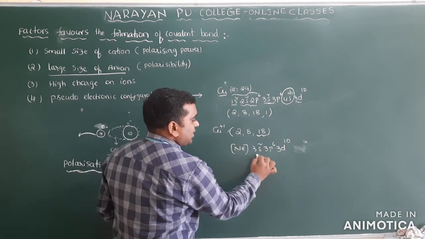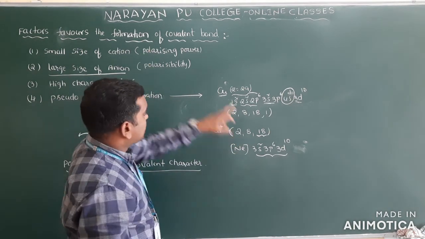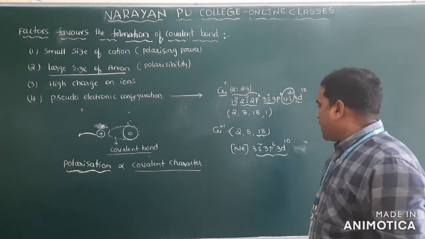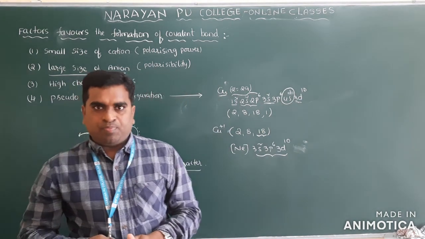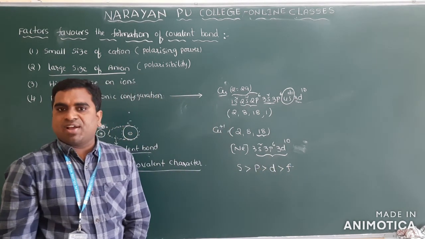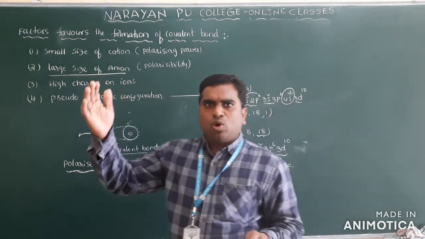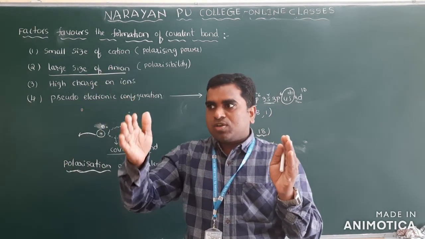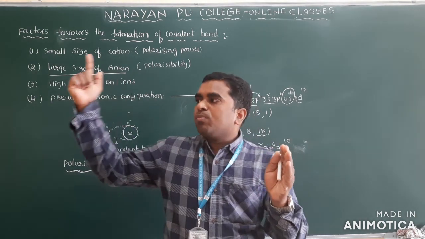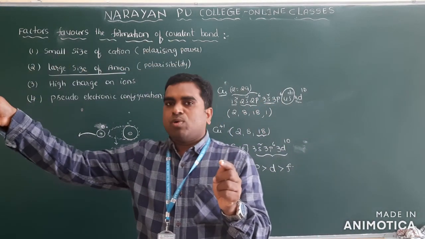How many electrons are there in the valence shell? If Cu plus ions have 18 electrons, a pseudo electronic configuration, they favor the formation of covalent bond. Why? Because you have already studied the shielding effect. S orbital has a higher shielding effect than the p orbital, than d and f. What is shielding effect? The electrons in the inner orbitals protect the outermost electron from the nuclear charge, like a wall. So the nuclear charge on the outermost electrons will be less.